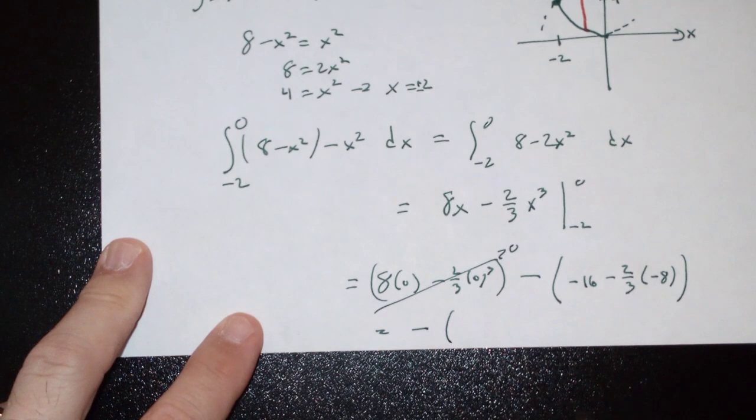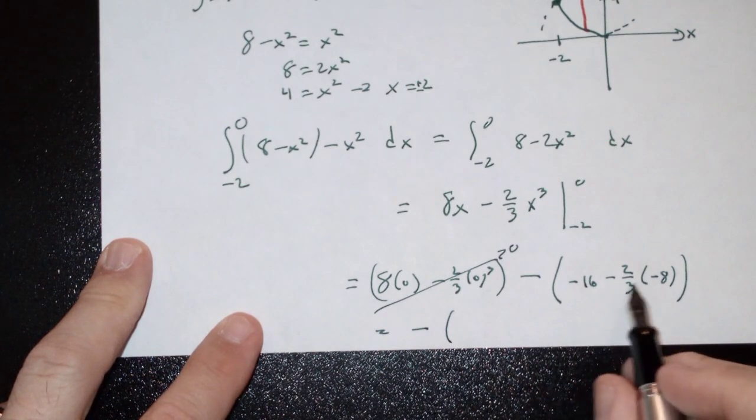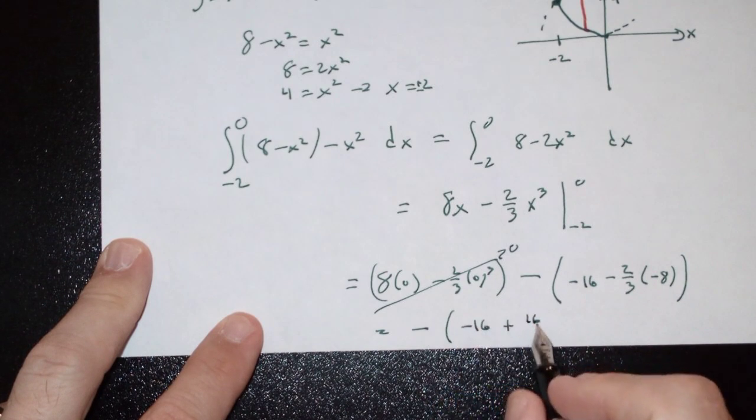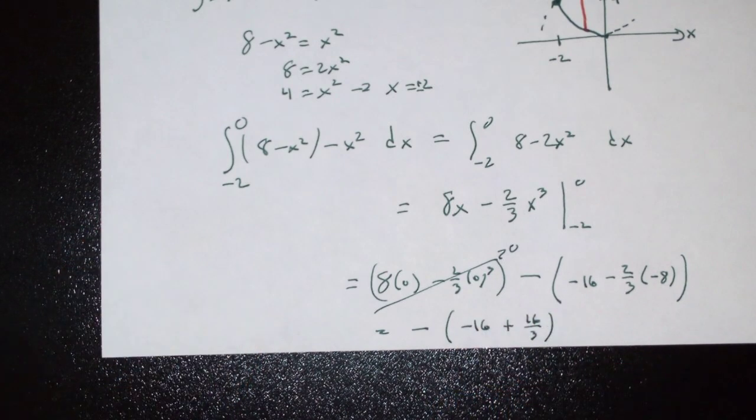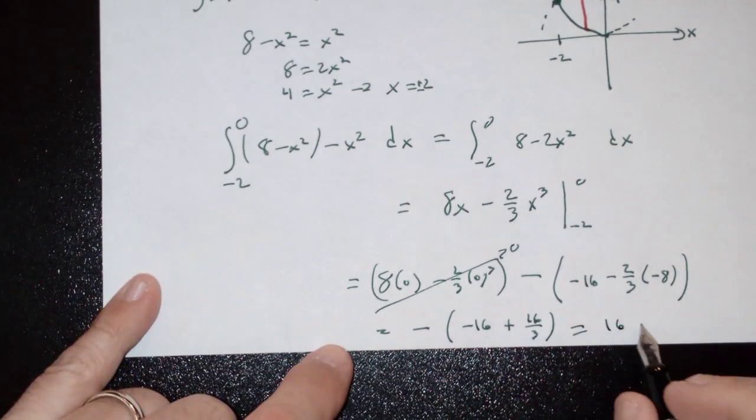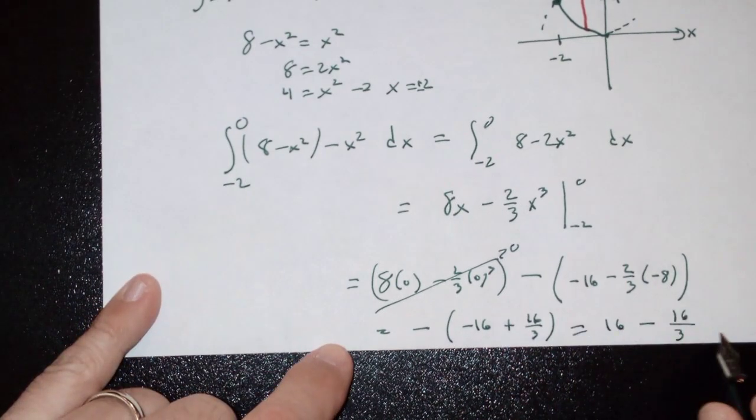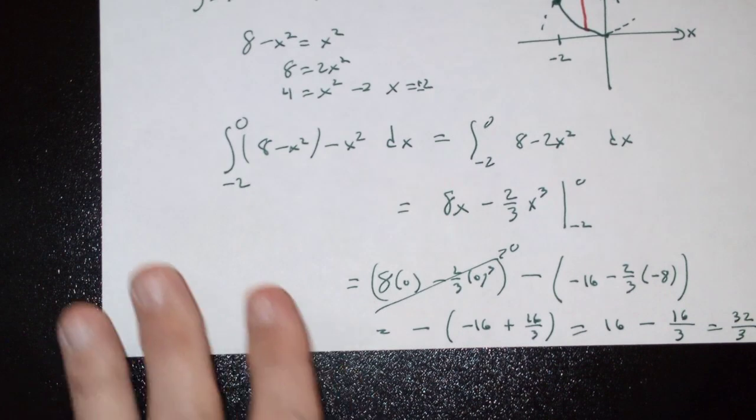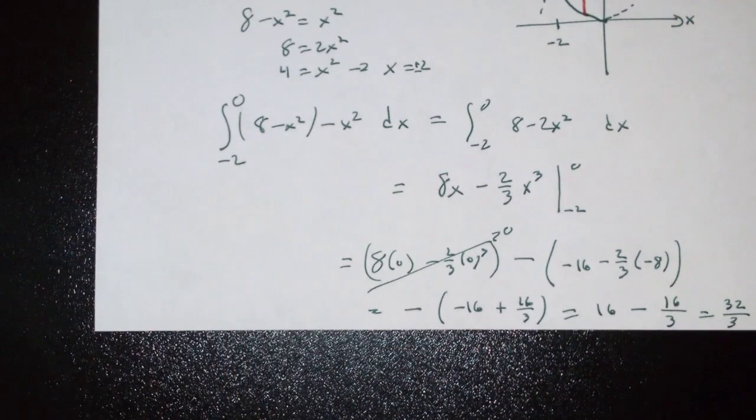Minus. All right, wait a minute. Negative times a negative here becomes a plus. I get -16 plus 16 over 3. There's another minus sign outside, so I can move that minus sign in, making this 16 minus 16 over 3, or 10.66666, repeating as many times as you want, 32 over 3.